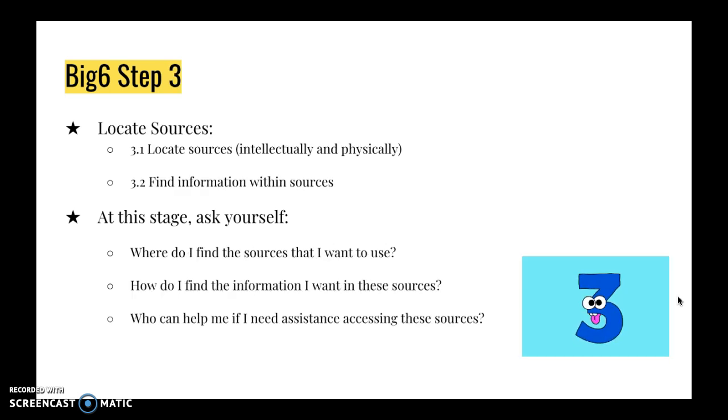All right, then the third step, you are locating those sources. So you're thinking of those sources, and then you're going out and finding them. And once you do, you're finding the information in those sources. So here, some of the things that you're going to be asking yourself are, where do I find the sources that I want to use? How do I find the information I want to use in these sources? And if I ever need help, who can help me access these sources, or who can help me find the specific information that I need in these sources?